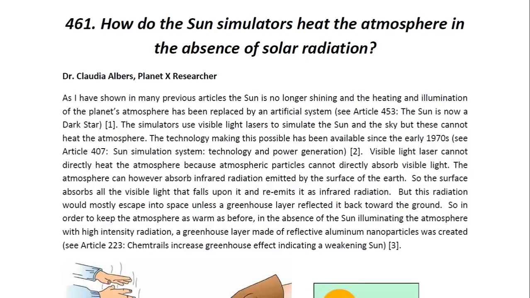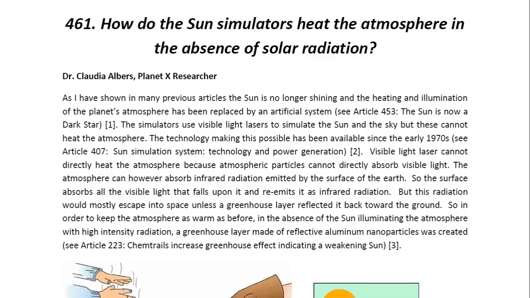Now, as I have shown in many previous articles, the sun is no longer shining, and the heating and illumination of the planet's atmosphere has been replaced by an artificial system. You may look at article 453, entitled The Sun is Now a Dark Star. The simulators use visible light lasers to simulate the sun and the sky, but these cannot heat the atmosphere. The technology making this possible has been available since the early 1970s. You may look at article 407, entitled Sun Simulation System, Technology and Power Generation.